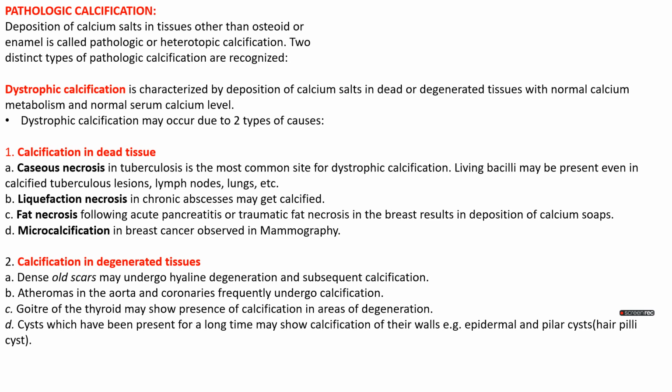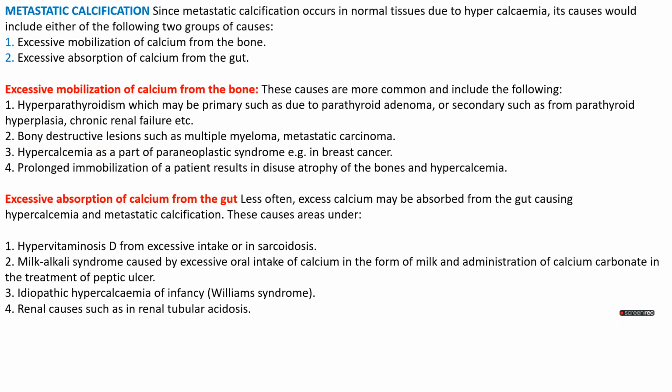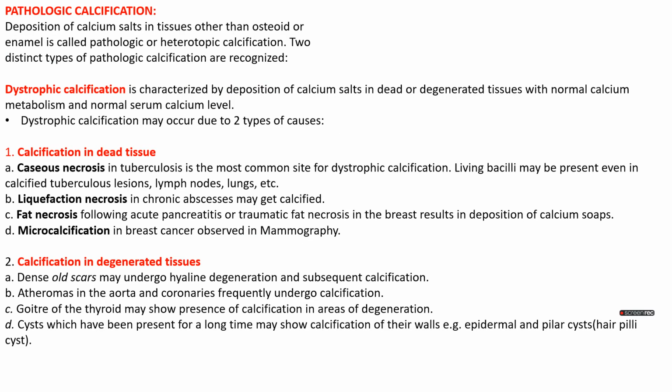They are divided into two types: dystrophic calcification and metastatic calcification. So there are two types of calcification. We'll be doing only this topic today, so only this is enough.